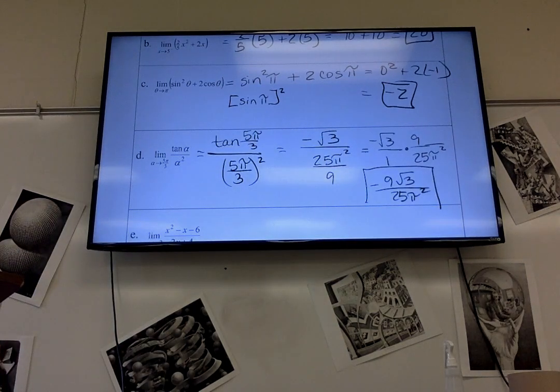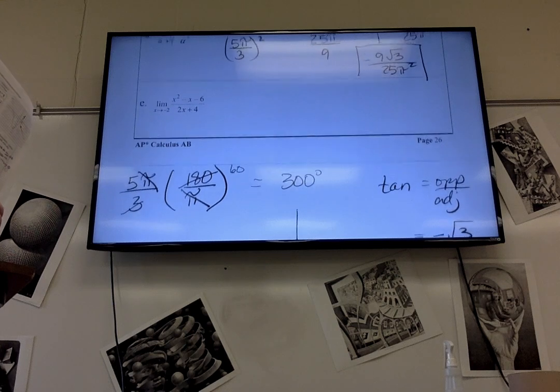So just to double check, tangent 5 pi over 3, which was 300. Is indeed negative, so I just want to make sure I don't mess up somewhere. I just left off the negative. Okay.